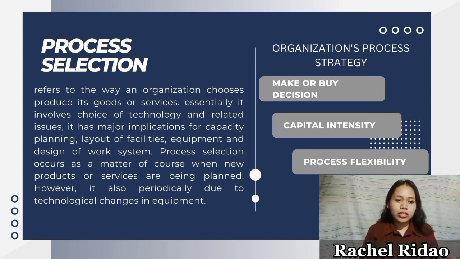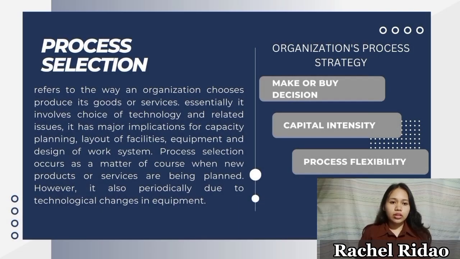Choosing the right process of production is important because it will affect the entire organization and its ability to achieve its mission. Also, it affects the organization's supply chain.